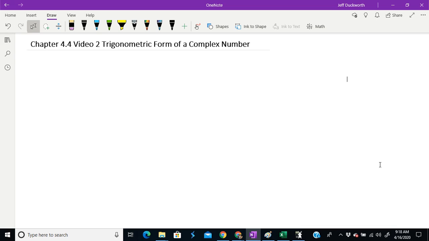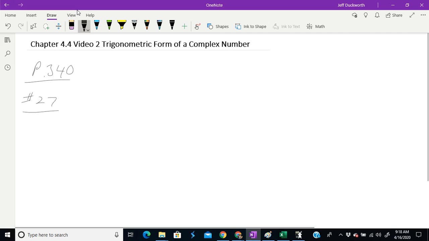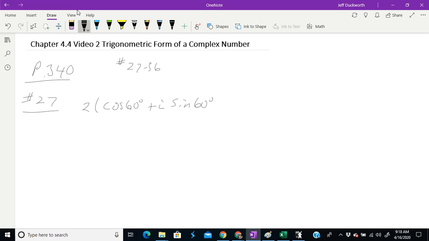So I'm going to go to page 340 again. Page 340 in your book. Let's do number 27 first. That's the first one in the group of problems, 27 to 36, that's what you're doing here. Number 27 reads 2 times cosine of 60 degrees plus i sine of 60 degrees, and we want to put this into standard form.